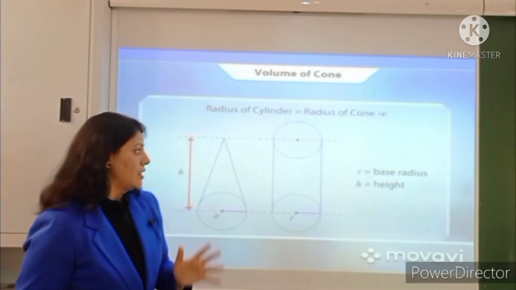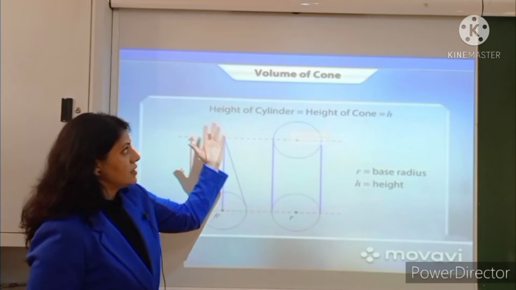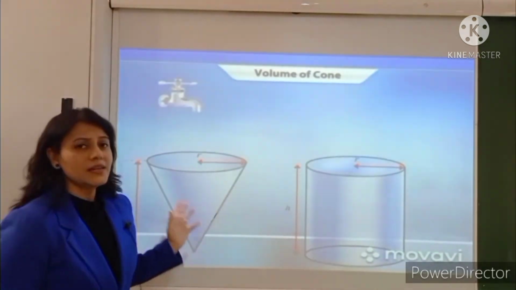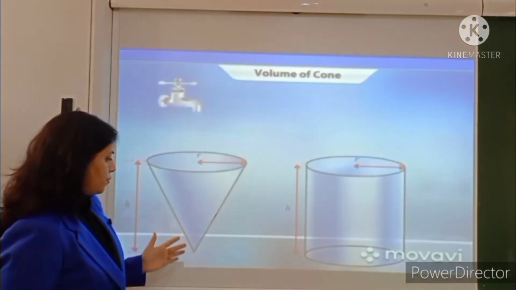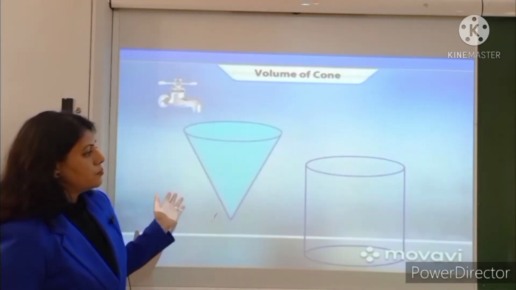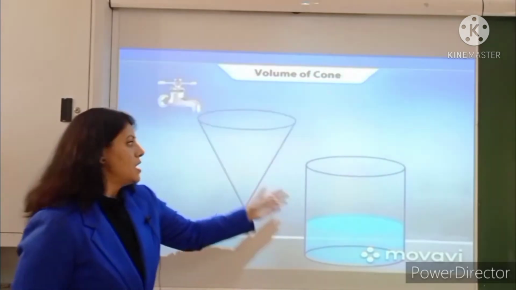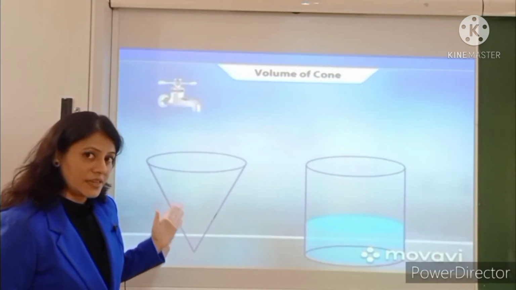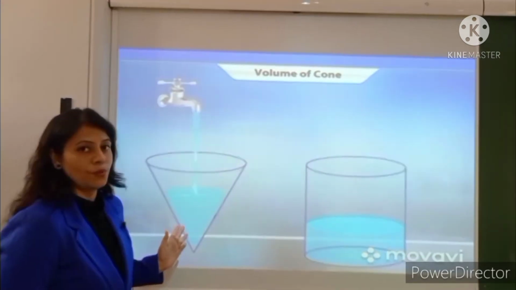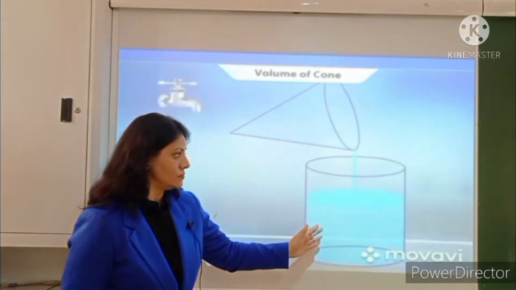need to ensure that the radius of the cylinder and the cone and the height of the cylinder and the cone should be the same. Let's start filling the cone with water and pour the water into the cylinder. Let's repeat this activity for the second time. Fill the cone with water and pour it into the cylinder.